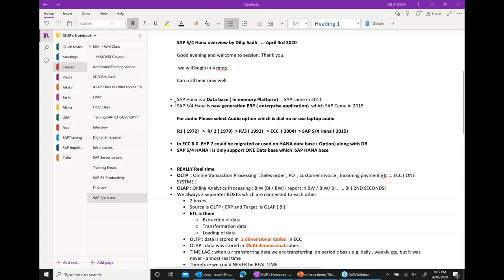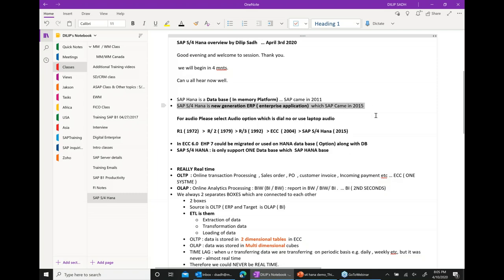What I mentioned in the last class is that SAP HANA is a database which came in 2011. SAP HANA is an in-memory processing database. I also mentioned that SAP doesn't like calling it a database, they call it a platform, not a database.